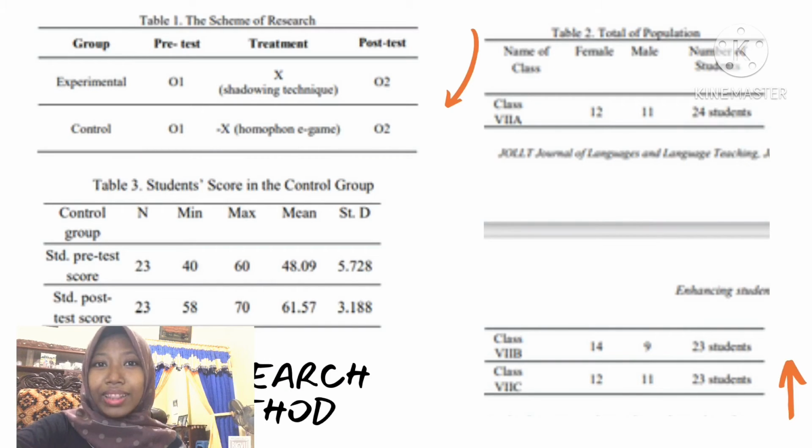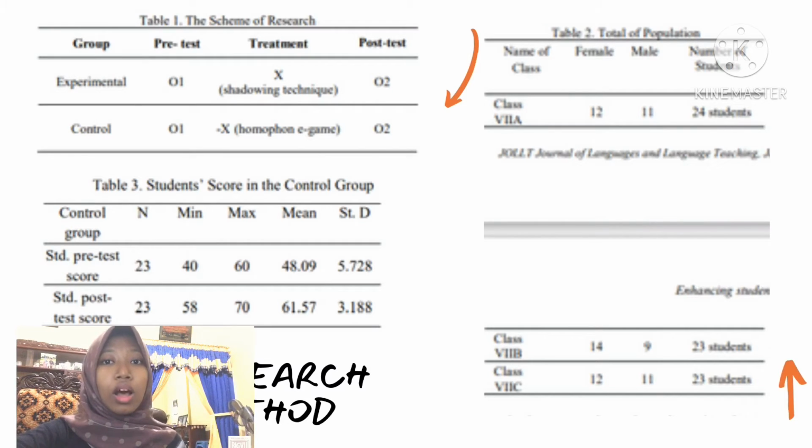Okay, in this slide, it is focused on research method. So there are three tables. From table 1, it consists of the method used by the researcher, which was an experimental design. The type of experimental method used was quasi-experimental. The experimental group is treated by using the shadowing technique, while the control group is subjected to a homophone e-game.